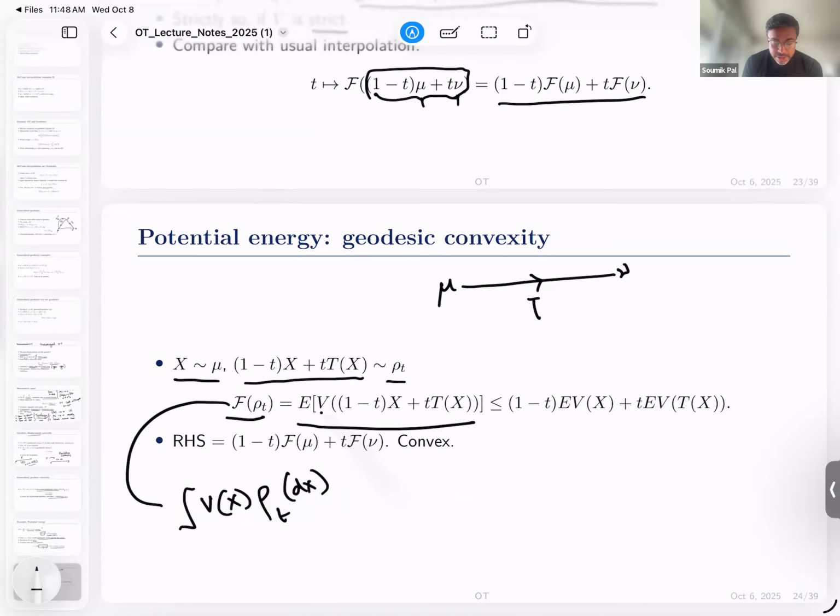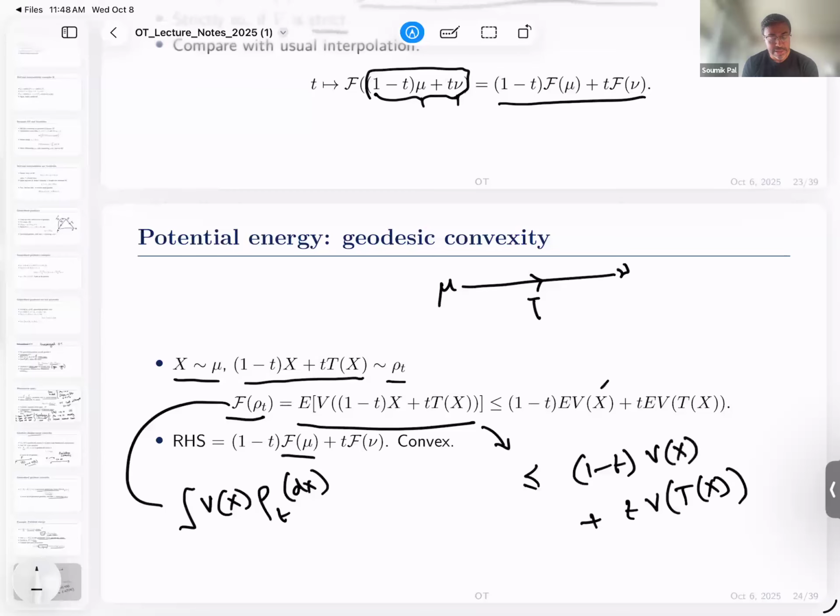But now immediately, if v is convex, I see v of (1 minus t)x plus t T(x) must be smaller than (1 minus t) v(x) plus t times v(T(x)). This is where I'm using the convexity of v. And now I put expectations. I get 1 minus t times expectation of v(x) plus t times expectation of v(T(x)). But x is coming from mu, so expectation of v(x) is f of mu. T(x) has distribution nu, and so expectation of v(T(x)) is f of nu, and therefore I get convexity of f restricted to this geodesic.